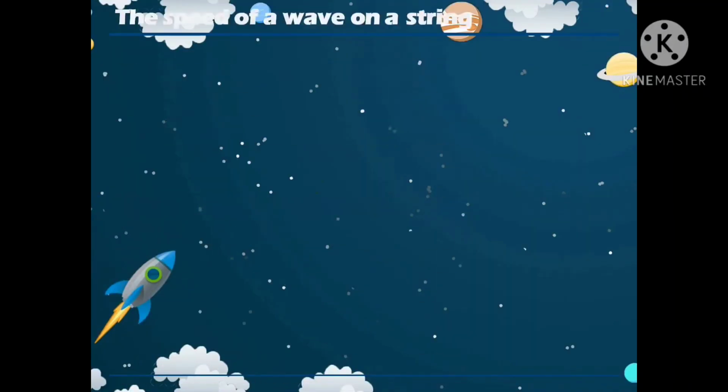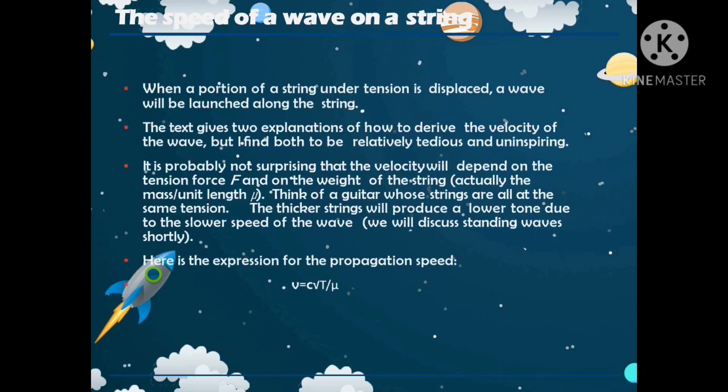The speed of a wave on a string. When a portion of a string under tension is displaced, a wave will be launched along the string. The text gives two explanations of how to derive the velocity of the wave, but I find both to be relatively tedious and uninspiring. It is probably not surprising that the velocity will depend on the tension force F and on the weight of the string. Think of a guitar whose strings are all at the same tension. The thicker strings will produce a lower tone due to the slower speed of the wave.